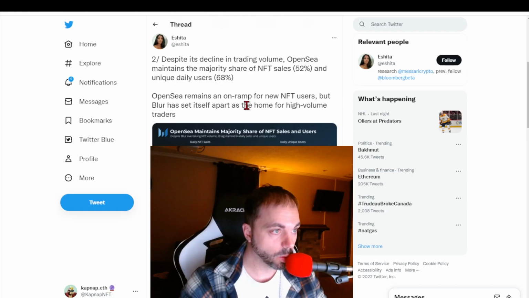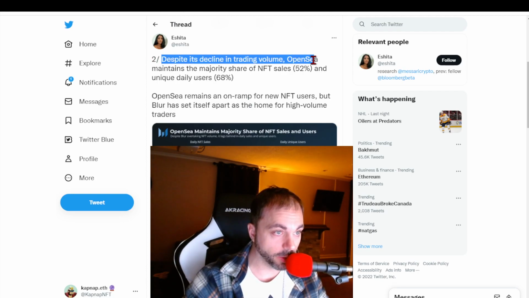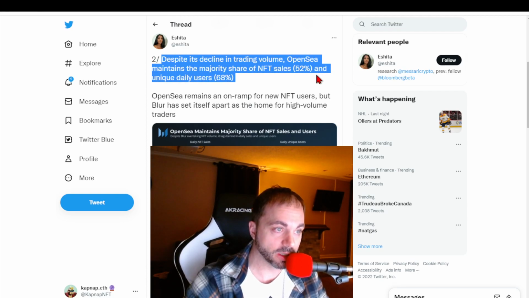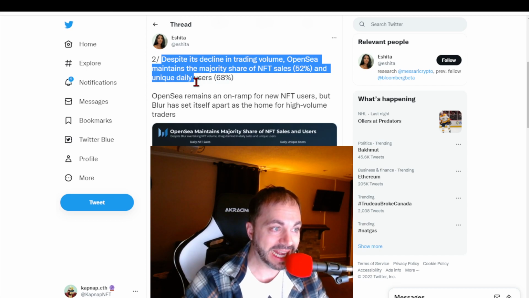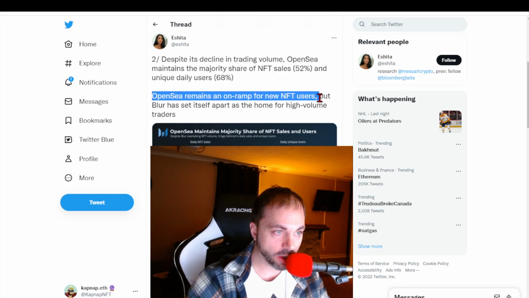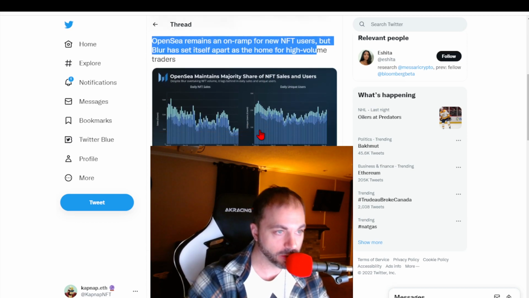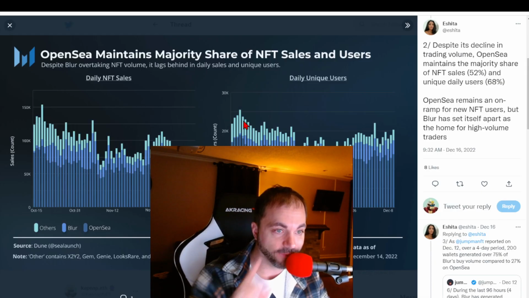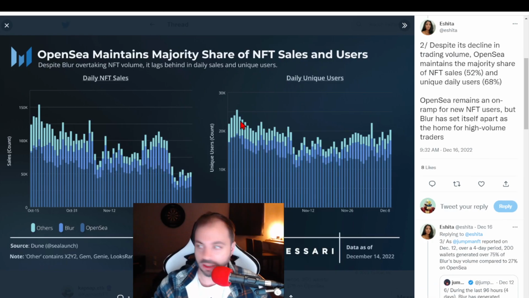It's crazy. One thing to note here is despite this decline in trading volume, OpenSea maintains the majority share of NFT sales, 52%, and unique daily users, 68%. OpenSea remains the on-ramp for NFT users, and Blur itself has only just created the volume, but it's a lot of wash trading, it looks like. Look at this. You can see OpenSea is the dark blue. This is daily unique users. Blur is not using a whole bunch. Maybe they got a bunch of whales. They're just doing the ones that are just playing the system.